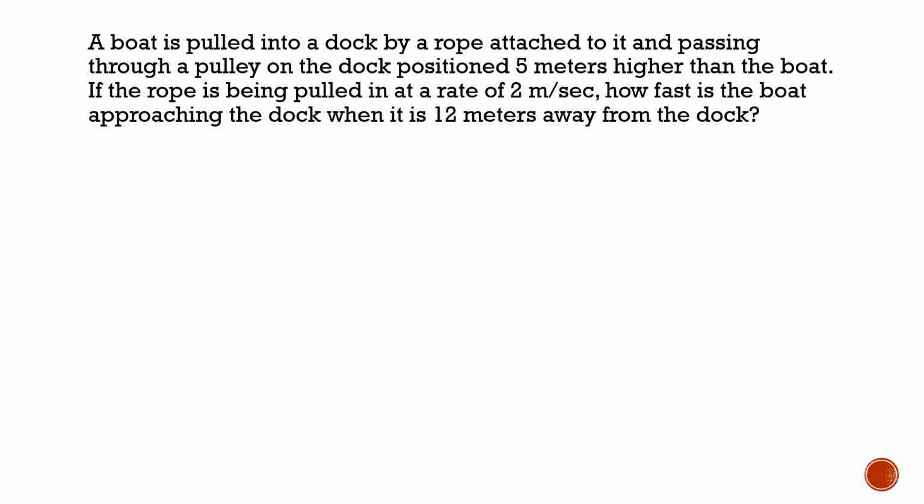A boat is pulled into a dock by a rope attached to it and passing through a pulley on the dock positioned 5 meters higher than the boat. If the rope is being pulled in at a rate of 2 meters per second, how fast is the boat approaching the dock when it's 12 meters away from the dock?